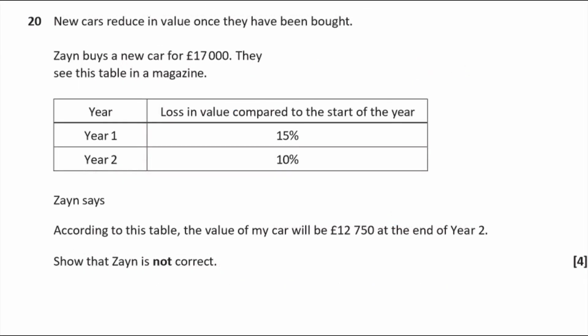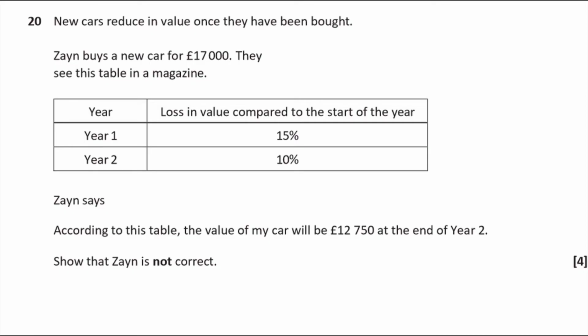Okay. Question 20. New cars reduce in value once they've been bought. Zane buys a new car for £17,000. They see this table in a magazine. So you can see in year 1, the loss in value compared to the start of the year is 15%, and in year 2 is 10%. Zane says, according to this table, the value of my car will be £12,750 at the end of year 2. Show that Zane is not correct.